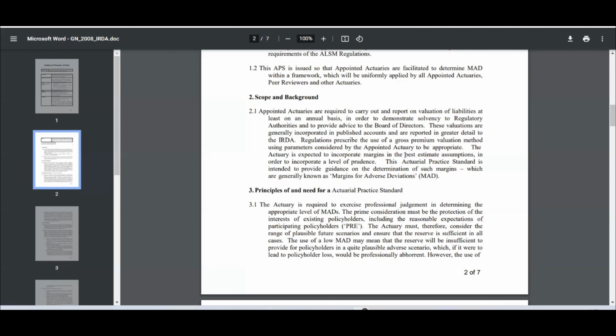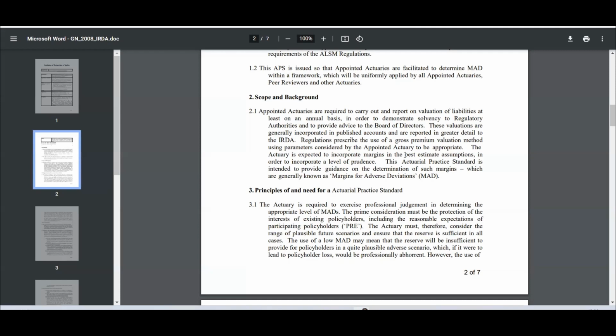So this is regarding Actuarial Practice Standard APS 7, and this is regarding the calculation of MADs. Now, appointed actuaries need to carry out investigations, and that person also needs to value liabilities on a regular basis, and the frequency that has to be followed, at least, would be annual. On an annual basis, an appointed actuary has to value liabilities.